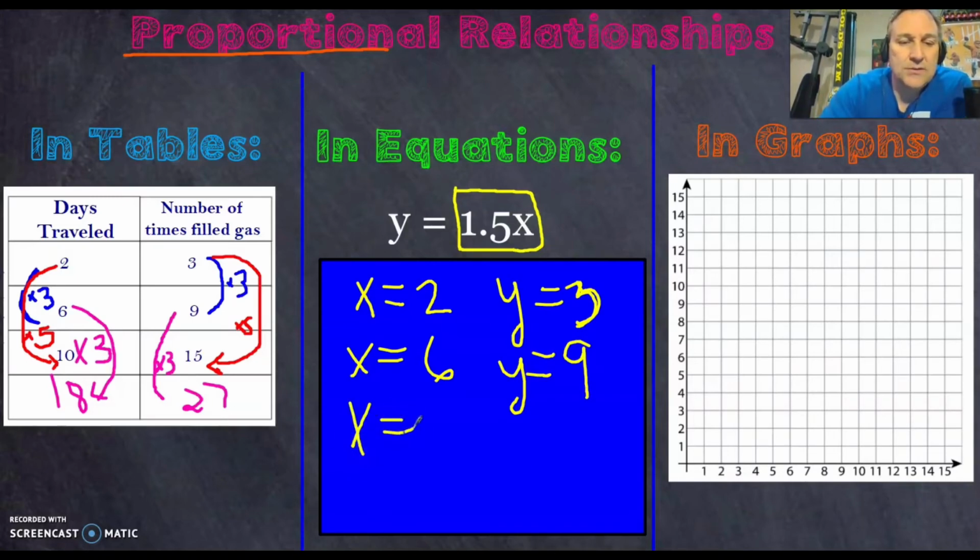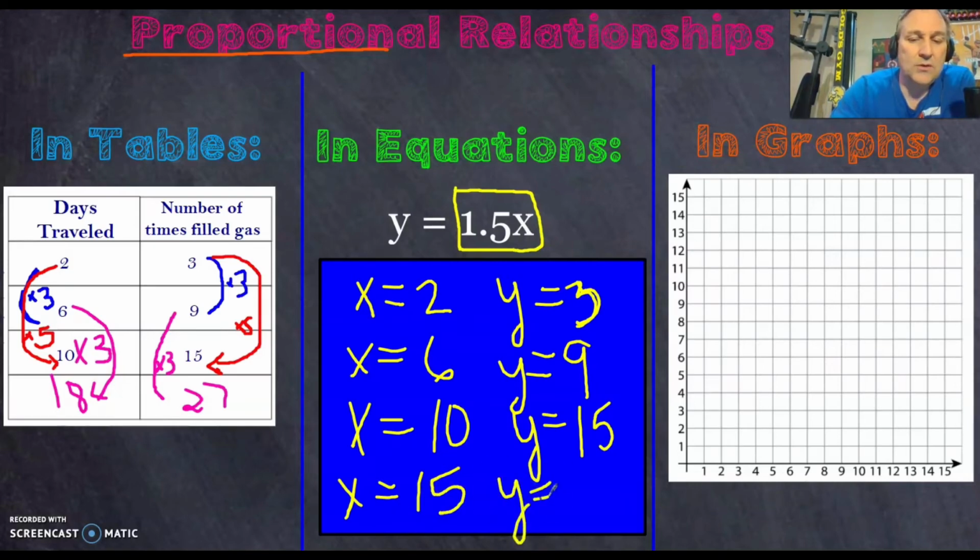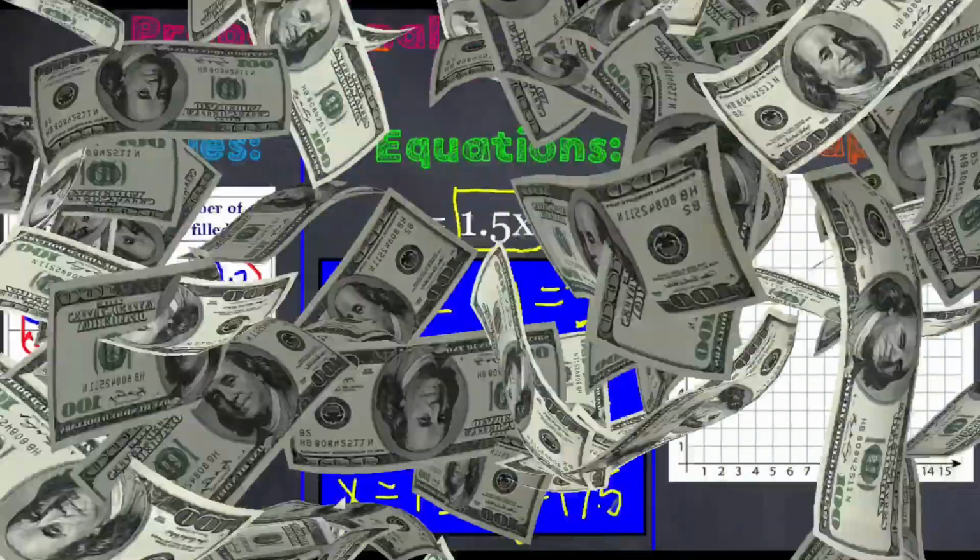What if x equals 10? Then y equals 15, right? And then what if x equals, let's not say 18 like we did over here. Let's change it up. Let's say x was, say, 15. What does y equal? You got to take the 15 times 1.5. 15 times 1 is 15. And 15 times 0.5, or a half, is 7.5. So 15 plus 7.5 is 22.5.